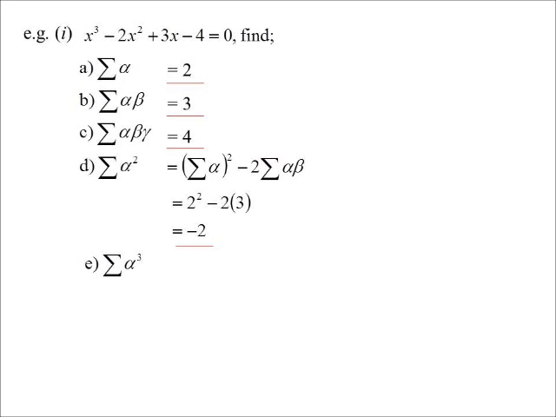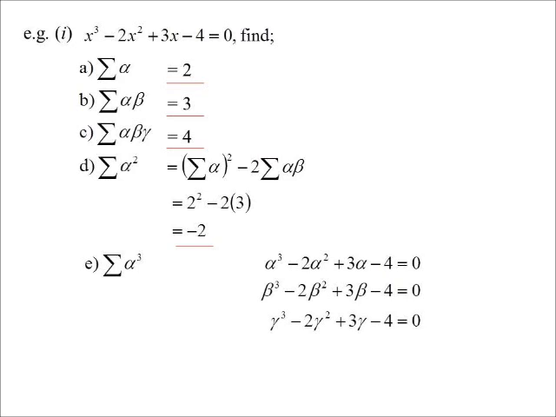Sum of the roots cubed. Now, I could generate a formula like I did here, but there is an easier way. If you think of each root by itself, if it's a root, we know it satisfies the equation. So it must be true that alpha cubed minus 2 alpha squared plus 3 alpha minus 4 is equal to 0. But that is also true for beta, and it's also true for gamma. If I treat that as 3 simultaneous equations, I end up with the sum of the roots cubed minus 2 times the sum of the roots squared plus 3 times the sum of the roots minus 12. So basically it mimics the actual equation.